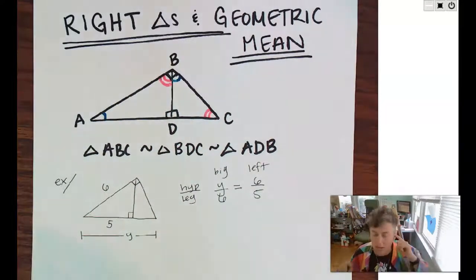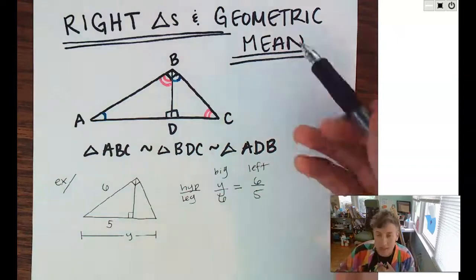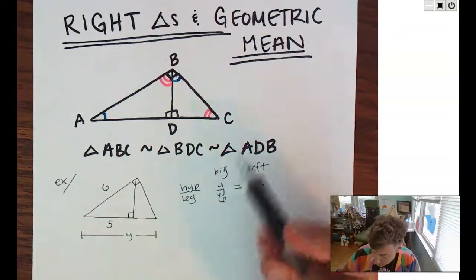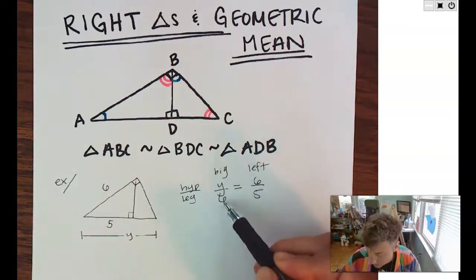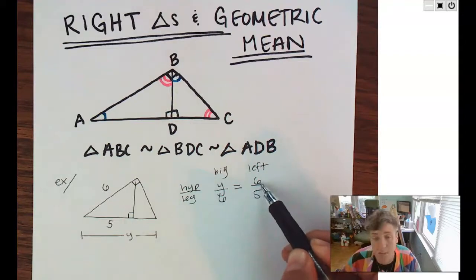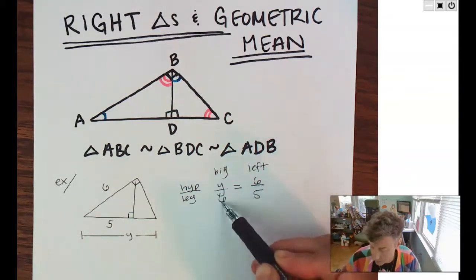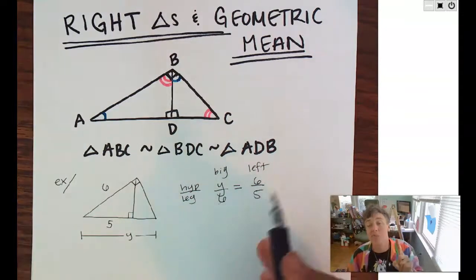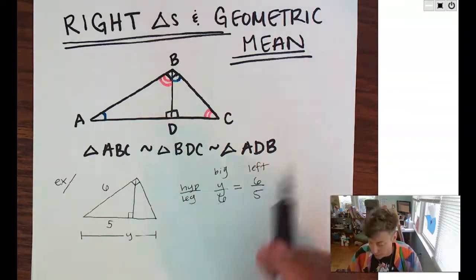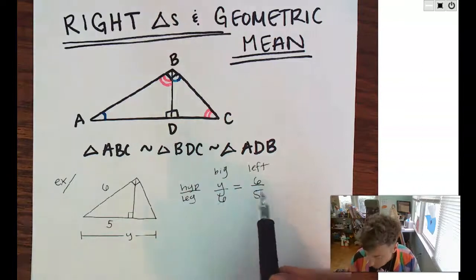Cool. Now this is called using the geometric mean, because these numbers are the same. They will always be the same. The bottom of one side of the proportion will be equal to the top of the other side. So geometric mean, these numbers should always be the same. If they're not, something funky happened when you set up.